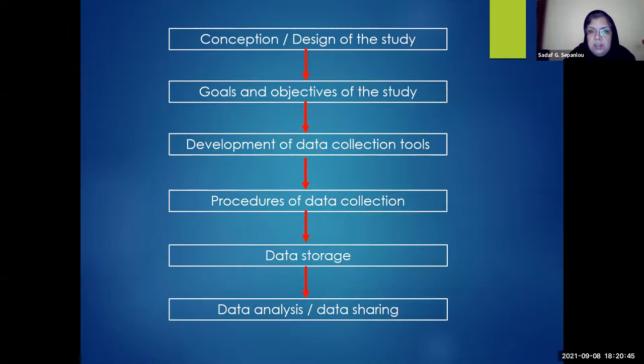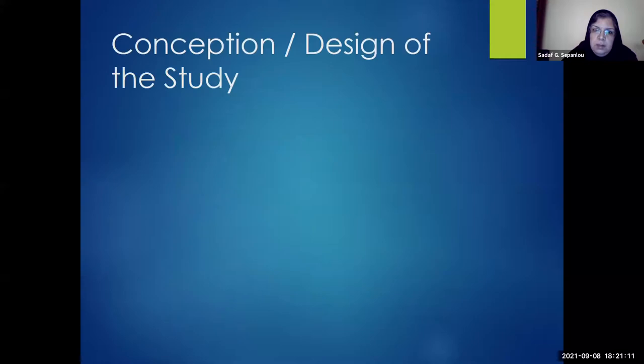So the next step would be development of data collection tools to ensure the quality and the type of data that we need from this study. Later, the procedures of data collection should be defined, data storage should be done, and finally, data will be analyzed and proper data sharing procedures should be made.